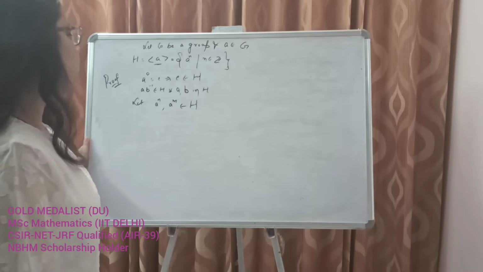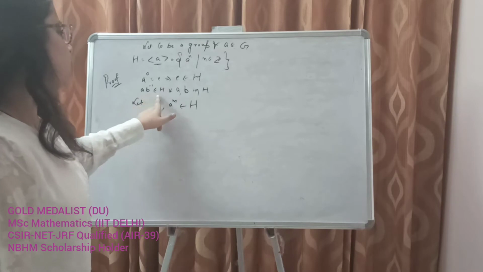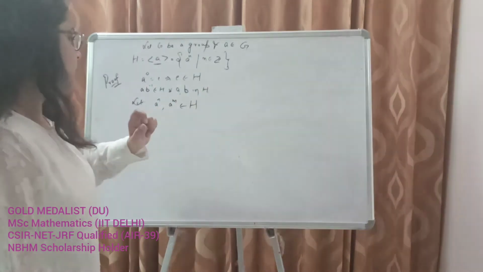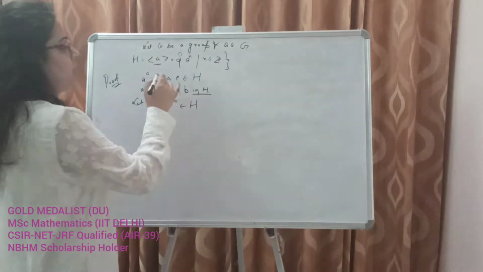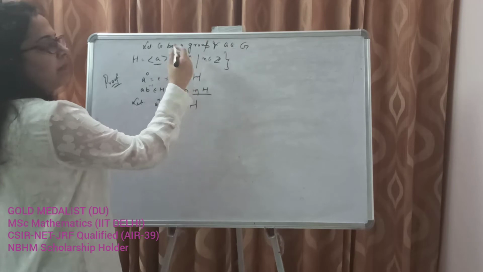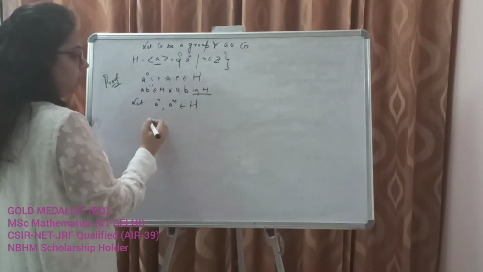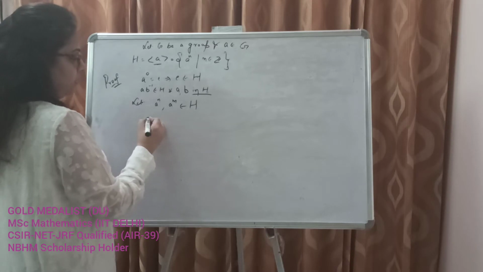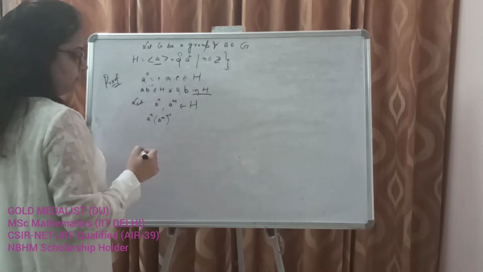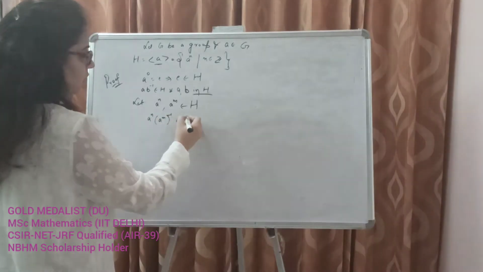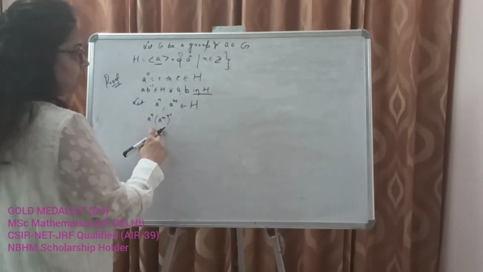So we will prove that ab^-1 belongs to H for every a, b in H. Now since we are considering two elements in H, all the elements of H are of the form some power of a. So we are taking a^n and a^m belonging to H, right? So we will prove that a^n into (a^m)^-1 belongs to H. We have to prove that because this is our first element, this is our second element.